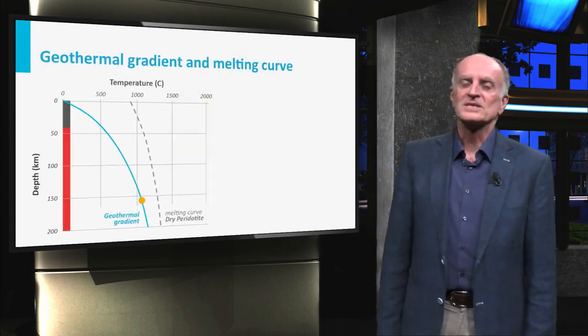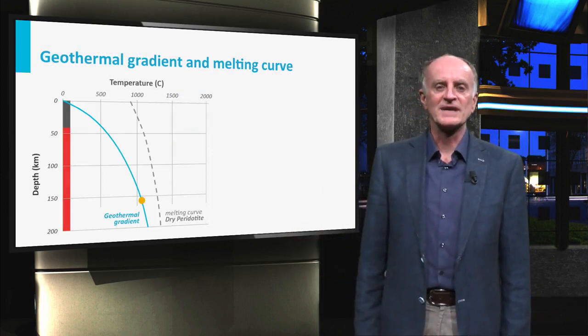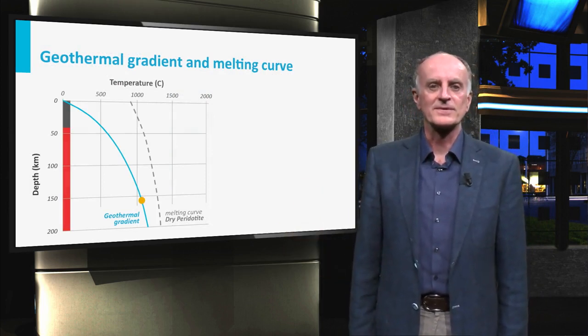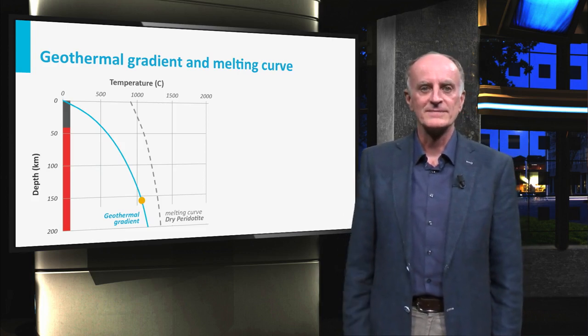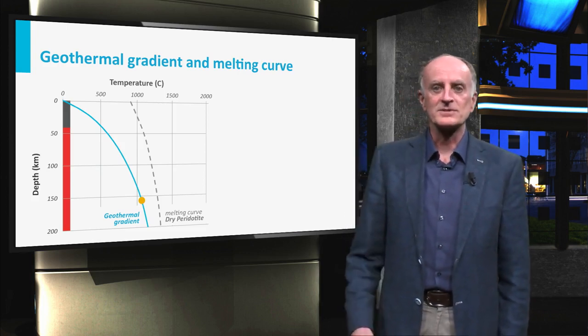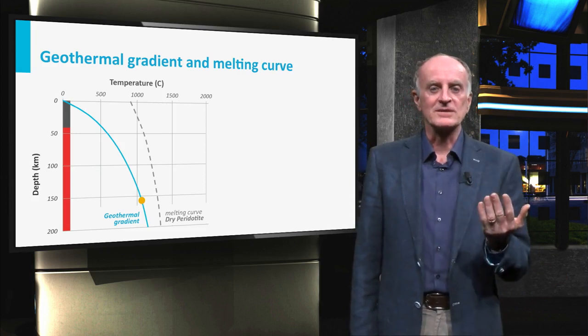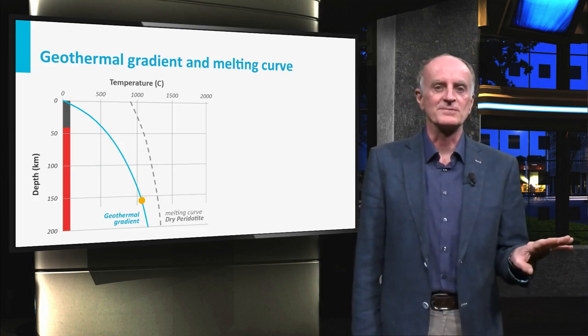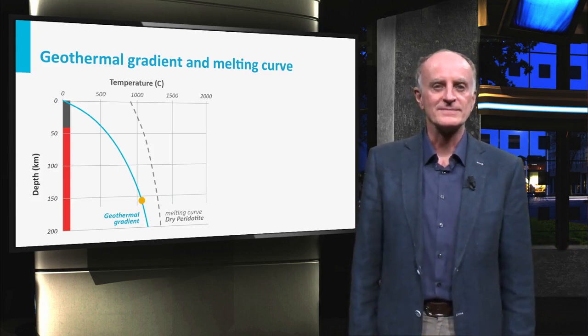In this diagram you see 2 curves. The geothermal gradient indicates temperatures found at different depths in the Earth. The dashed curve shows the temperatures at which typical mantle rocks melt. As you can see, temperatures are lower than melting temperatures, which means the rocks are solid and no magma is generated. Now, how can we bring then a rock to melt?